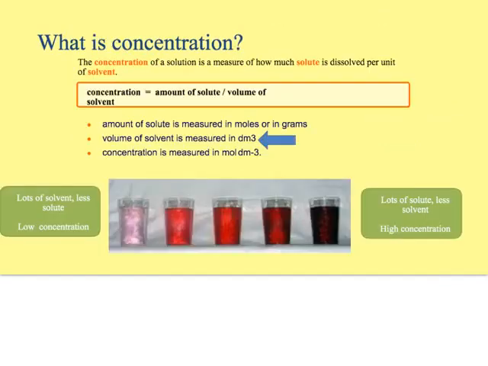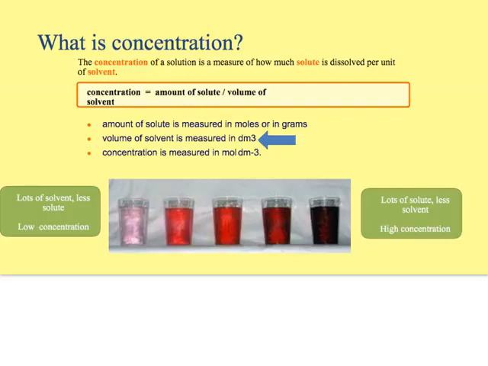So I'm back to my glasses of blackcurrant squash, and you can do worse than think about all of this in terms of blackcurrant squash. That will help you get your head around it. So what we call concentration is how much solute there is in the volume of solvent. Going back to what we talked about right at the beginning, the ratio of solute to solvent is basically what concentration is. It's a measure of how much solute is dissolved per unit of solvent.